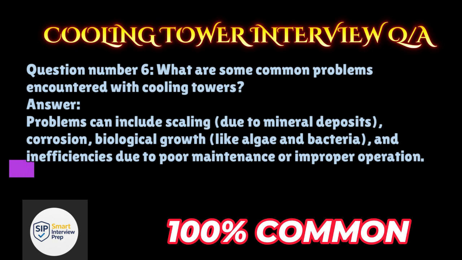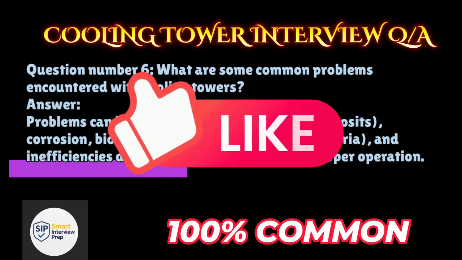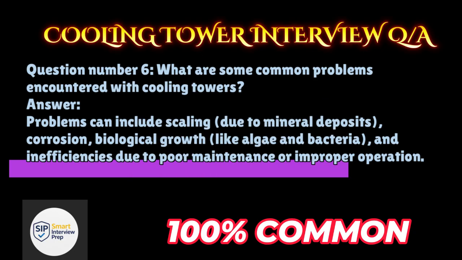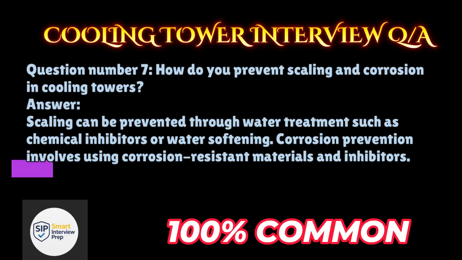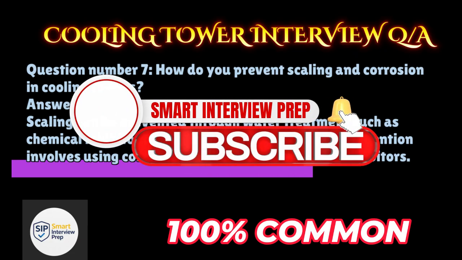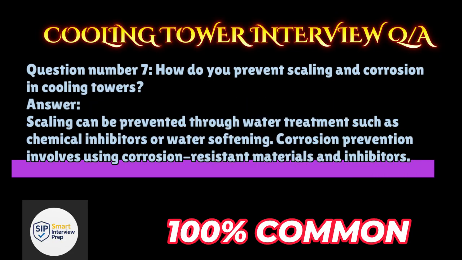Question number 6. What are some common problems encountered with cooling towers? Answer. Problems can include scaling due to mineral deposits, corrosion, biological growth like algae and bacteria, and inefficiencies due to poor maintenance or improper operation. Question number 7. How do you prevent scaling and corrosion in cooling towers? Answer. Scaling can be prevented through water treatment such as chemical inhibitors or water softening. Corrosion prevention involves using corrosion-resistant materials and inhibitors.